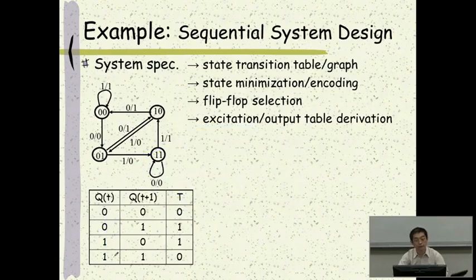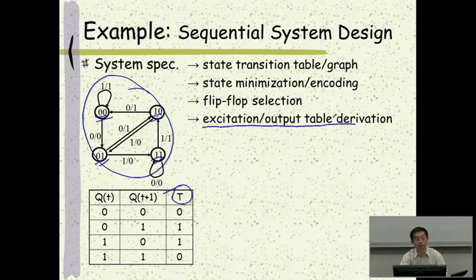So in this example, we assume that we have already done the state transition graph here, and we have already minimized the state, we have already encoded the state. So the states, they're not called S1, S2, S4, they're called 00, 10, 11, 01, etc. And also we assume that we have already decided we want to use T flip-flop. So I'm going to show you how we can build the excitation and output table based on the state transition graph and the flip-flops we're going to use.